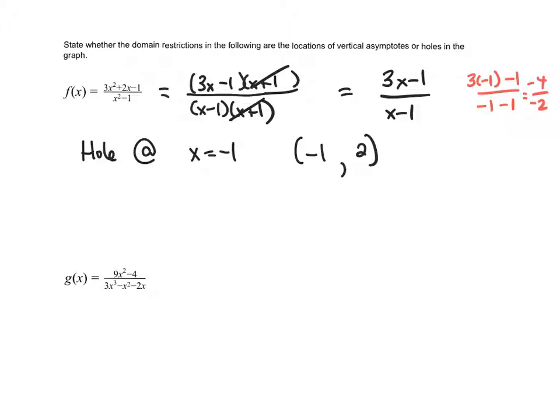So that point is not on the graph, but it's essentially where the graph would approach. And this would have a vertical asymptote at whatever in lowest terms makes it 0, and that would just be x equals 1. So we have two domain restrictions because holes and vertical asymptotes are both restrictions on the domain, but one is going to make a hole and one is going to make an asymptote.